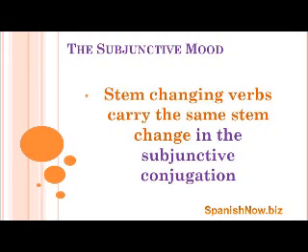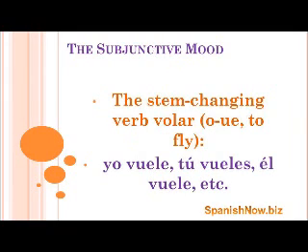Stem changing verbs carry the same stem change in the subjunctive conjugation. For example, our verb volar, to fly. Remember, in the present tense, we would conjugate that yo vuelo, tú vuelas, él vuela, nosotros volamos. And in the subjunctive, we're going to actually use that same O to UE radical change, the stem change, right? So taking the O to UE stem change, our subjunctive conjugation will be yo vuele, tú vueles, él vuele, etc.